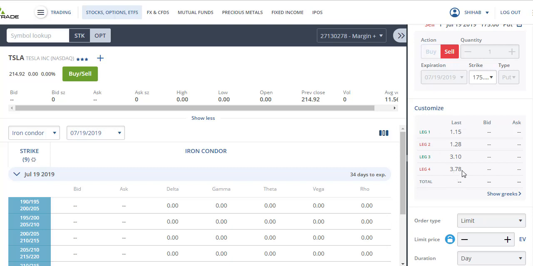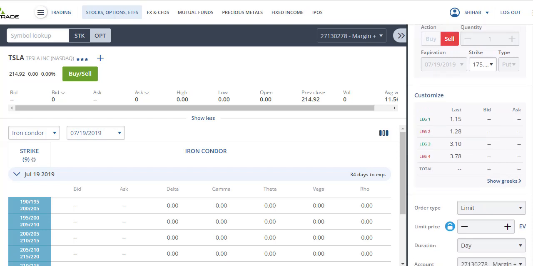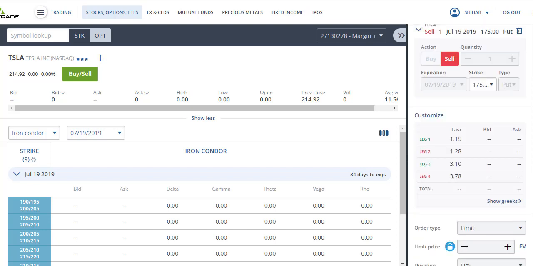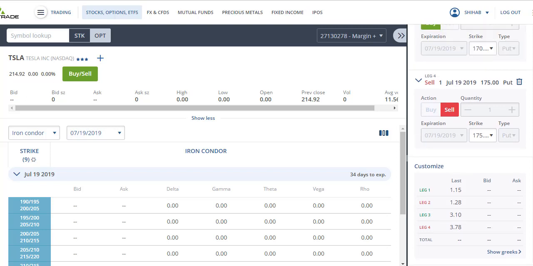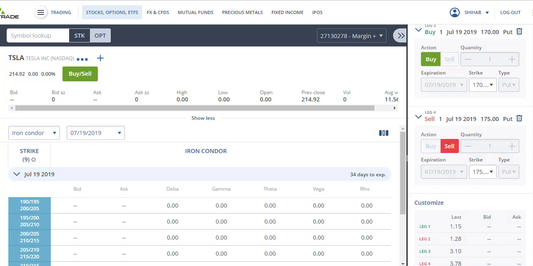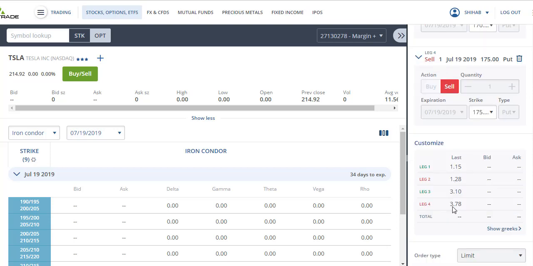I'm going to collect $3.78, pay $3.10, collect $1.28, pay $1.15. So I'd collect around 81 cents, or $81 if it's one contract. So I'd collect $81 with this trade. I'd collect it up front by selling it, and I keep all the $81 by expiry date if Tesla stays between 175 and 275.